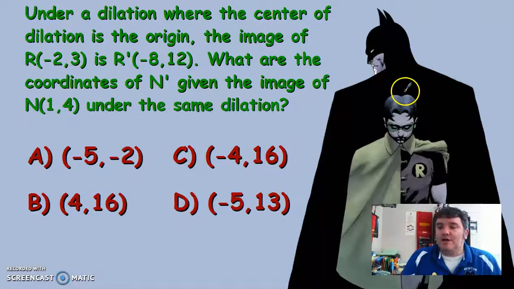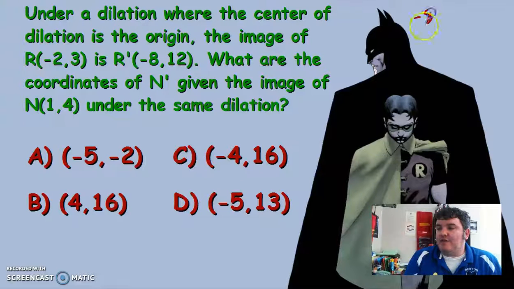Here's another question. Under a dilation where the center of dilation is the origin, the image of R negative 2, 3 is R prime negative 8, 12. So this dilated to become this. What I'm asking is what would be the coordinates of N prime if N was 1, 4 and it's the same dilation? So once again, I would need to see, well, what was the scale factor?